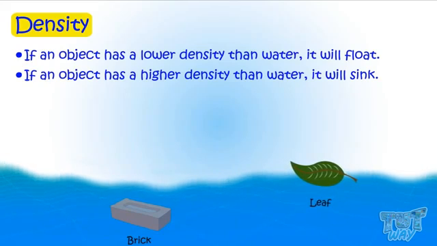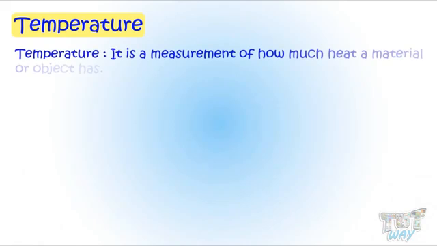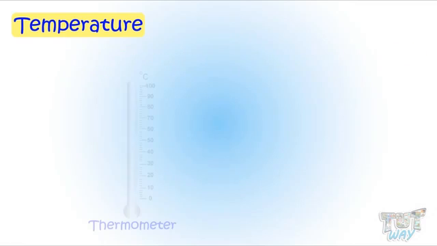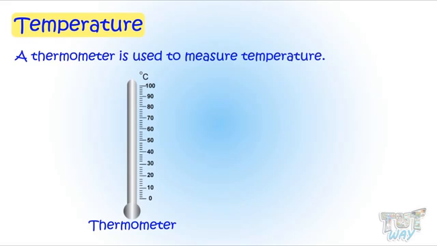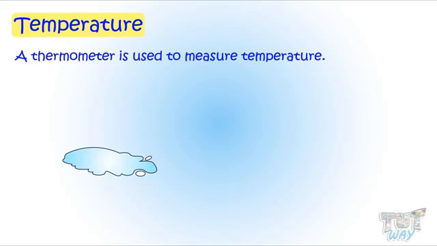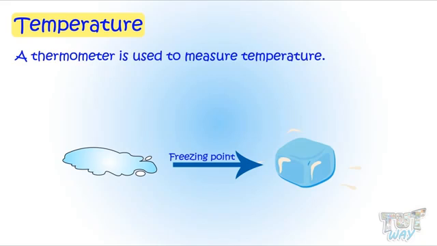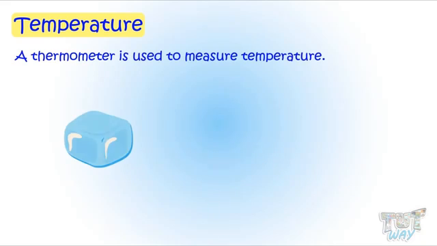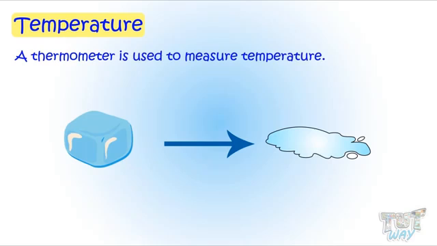Now, let's have another property of matter, and it is temperature. Temperature is a measurement of how much heat a material or object has. A thermometer is used to measure temperature. In science, when water has changed the state from liquid to solid, it is described as the freezing point. When water has changed state from solid to liquid, it is described as melting point.